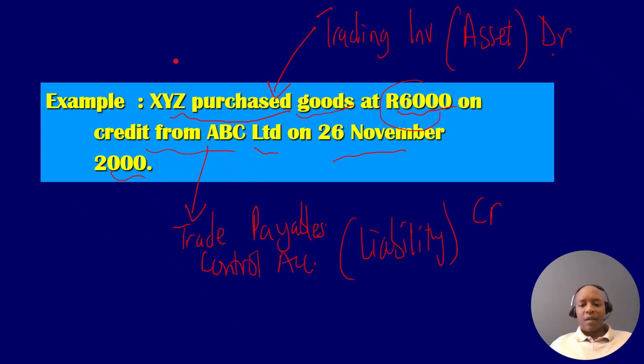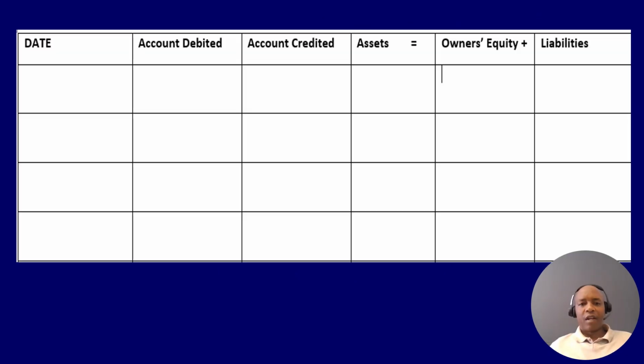Okay, let's have a look at the accounting equation. You'll be given a framework or an answer book, something like this. You put your debit, then you write your account to be debited. We said trading inventory. Account to be credited, we said trade payables control account.